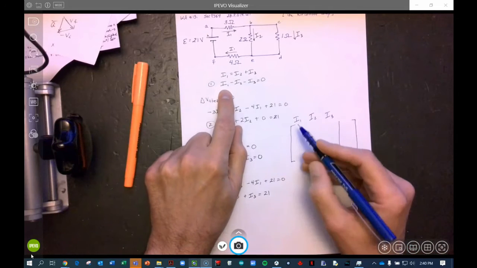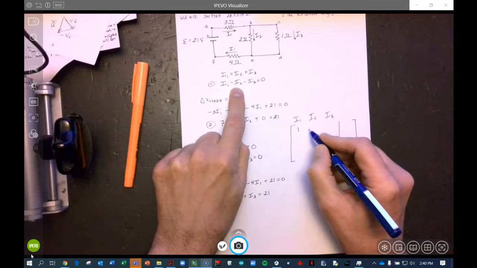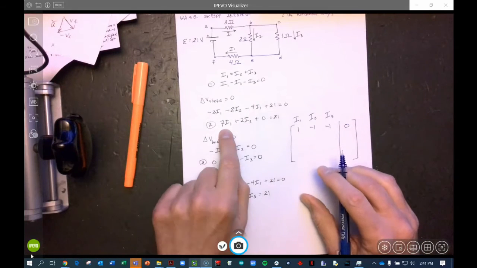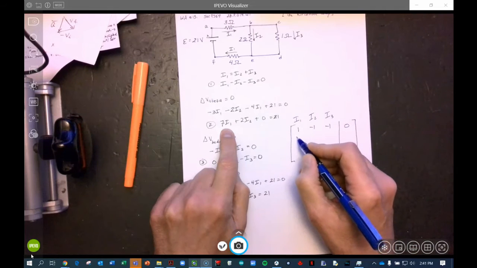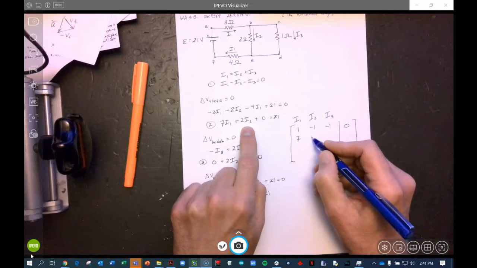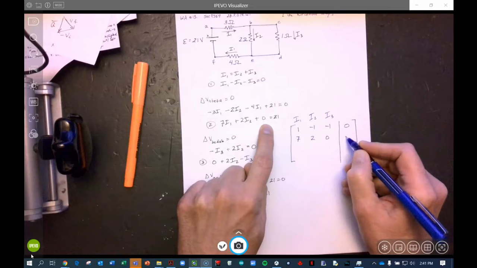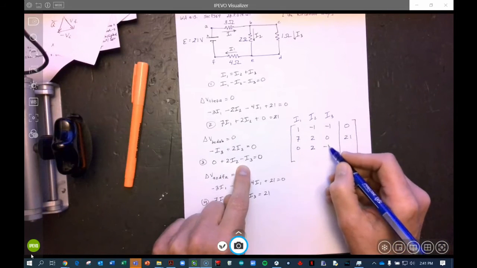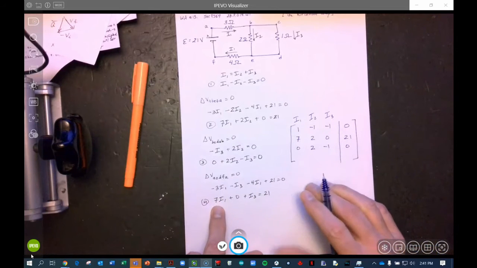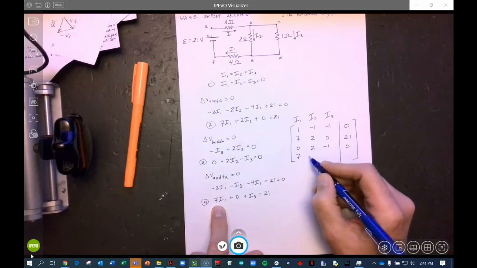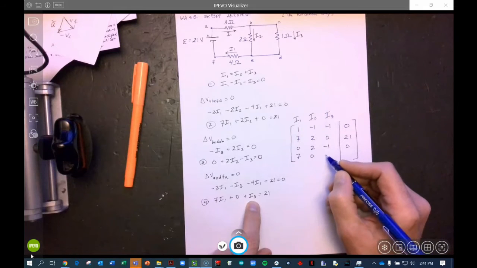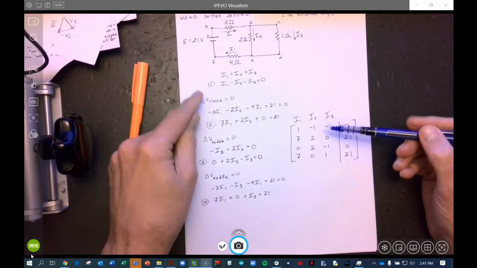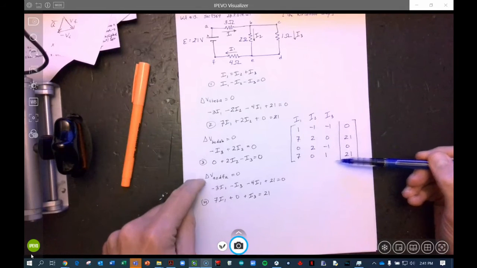I'm going to start with our first equation: the I1 coefficient is 1, this is a negative 1, and this is a negative 1, and my answer is 0. Then this is going to be a 7, and now you can see why we put it in this order, 2 and 0 and 21, and 0 and 2 and negative 1 and 0. And finally, this is 7 and 0 and 1 and 21. We're going to double check just to make sure all of our numbers are correct, and they all look good.